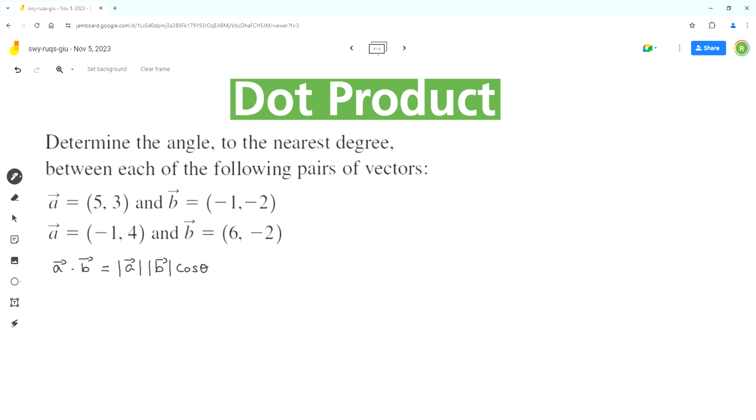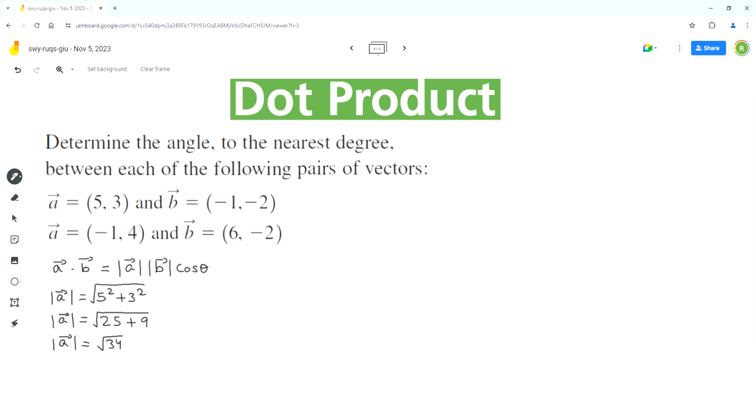So let's start with vector A. For magnitude of vector A, we have to square the x and y components, add them, and apply the square root to the sum. So 5 square is 25 and 3 square is 9. So the magnitude of A is square root of 34.